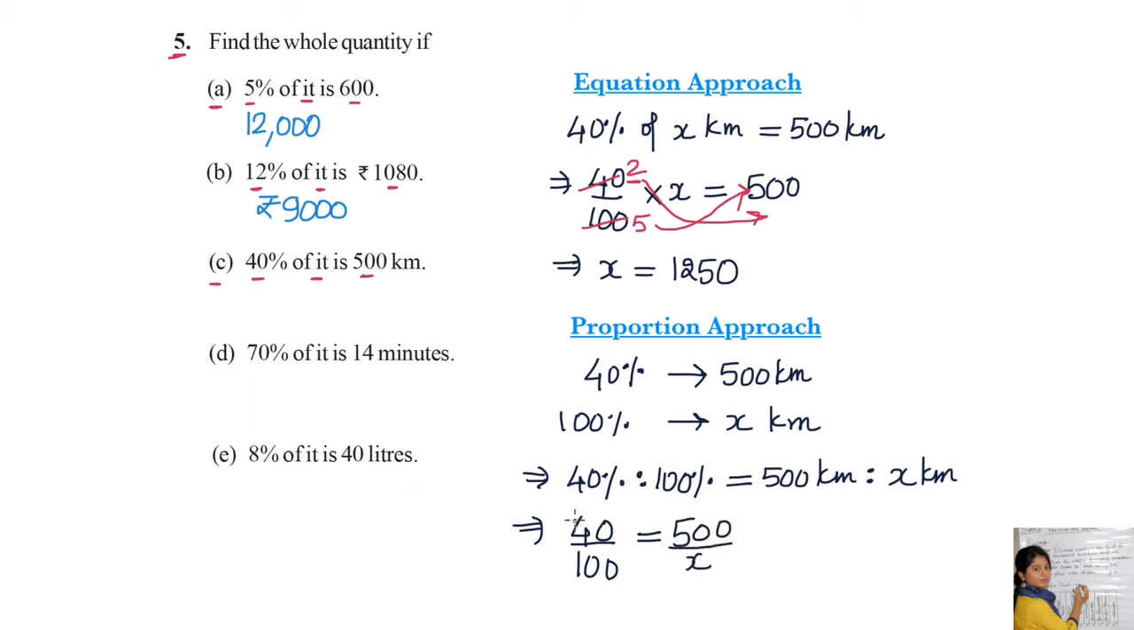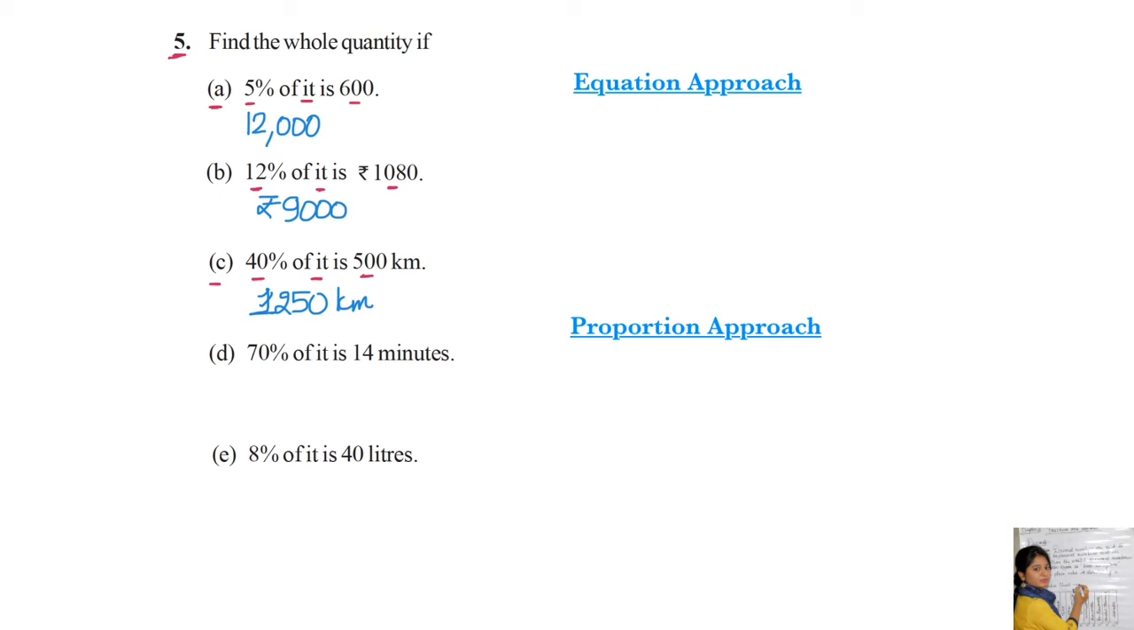Now 0 will be cancelled out by 0, and 2 and 5 will be left. On transposing, we will see that 2x is equal to 2500 and x can be directly written as 1250 kilometers. So that unknown quantity is 1250 kilometers. It means that 40% of 1250 kilometers is 500 kilometers. Let's move to part D.